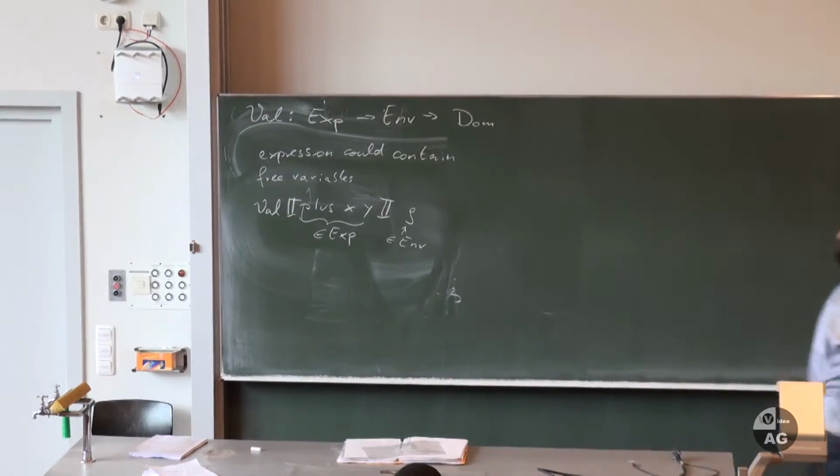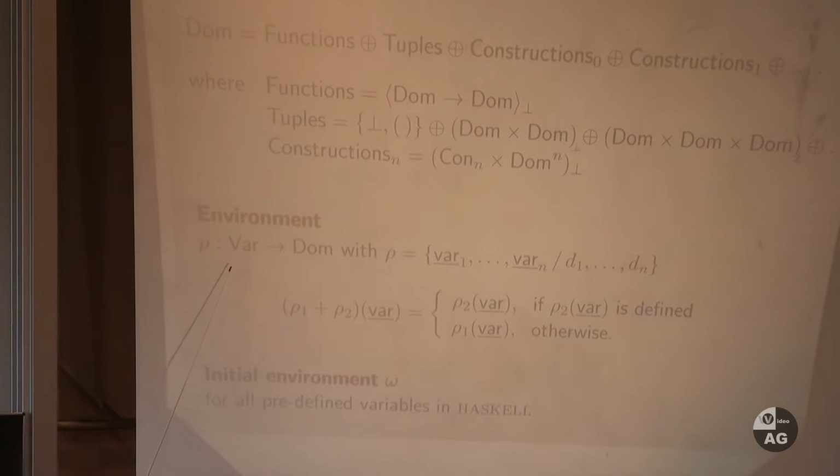So what is an environment? An environment is just a mapping from variables to elements of the domain. And it should only be defined on finitely many variables. I mean, these are the variables that were defined in your program. And all these other variables that you might have, they are undefined. We sometimes write this. So we write that the environment looks like this. Variable 1 is instantiated with the domain element d1, and variable n is instantiated with the domain element dn.